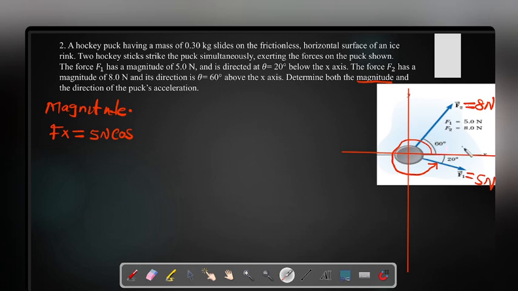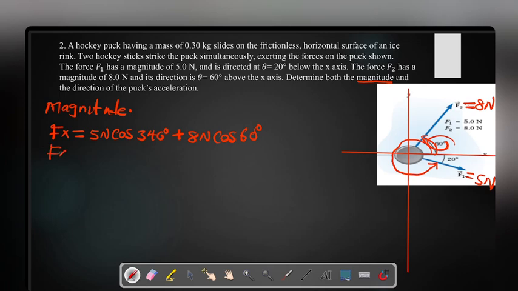So when you say 360 degrees minus 20 to give us 340 degrees, then you also do the same for force number 1. The size of force number 1 has been given, which is 8 newtons. So you say 8 newtons, then cos the angle above the x-axis, which is this 60 degrees. It is above the x-axis, so you use 60 degrees.